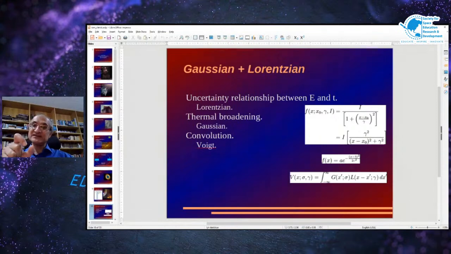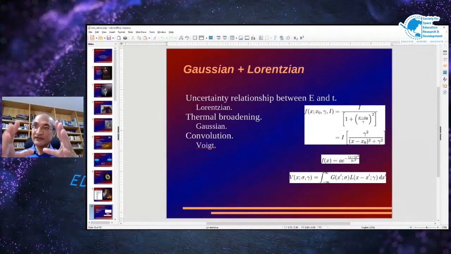Now this width comes from two things. One is what's called a Lorentzian broadening. And that's basically just the uncertainty relationship. Normally, you think of the uncertainty relationship between position and momentum, so P times X is greater than or equal to h-bar over 2. But there's an equivalent relationship between energy and time. So the longer lived a line, the longer that line stays, the more stable that line is, the more precisely its energy is defined. If it's a very short-lived line, then there's a corresponding width in the energy.